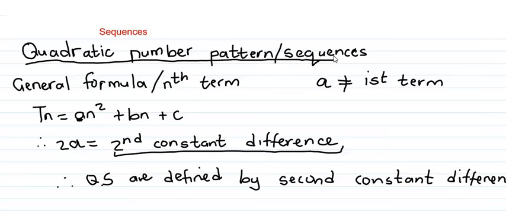We go back to linear number patterns. They were defined by a constant difference. That constant difference we also call the first constant difference. So once you find the difference and you see that it's constant immediately when you find the first difference, then it becomes linear. But if you find the first difference and you see that it's not constant, but you take the difference of the first differences and the number that you get there is constant, then we call that the second constant difference. That means the pattern is quadratic. So as an example, let's look at this one.